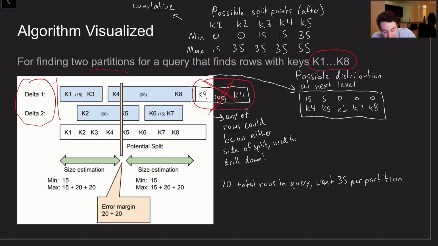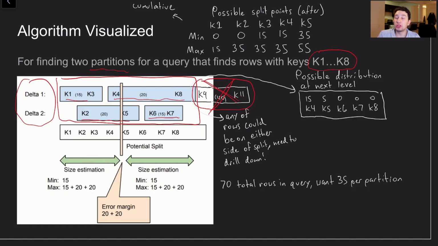Okay, so basically what we do is we start out with these guys right here. So these guys are considered our current working set because they are the ranges of the root levels of both deltas' B trees that overlap with the query, right? So assuming this is the top level of both deltas, basically we see, okay, K1 through K3 overlaps, K4 through K8 overlaps, K2 through K5 overlaps, K6 through K7 overlaps.